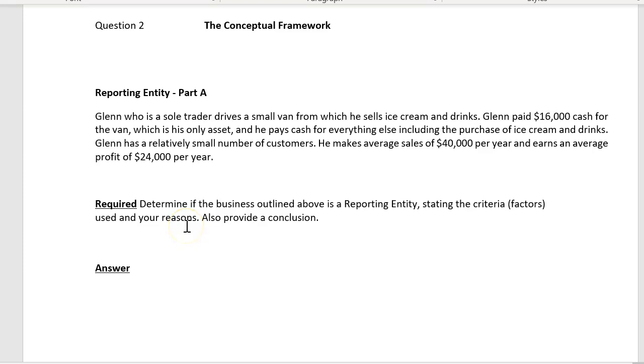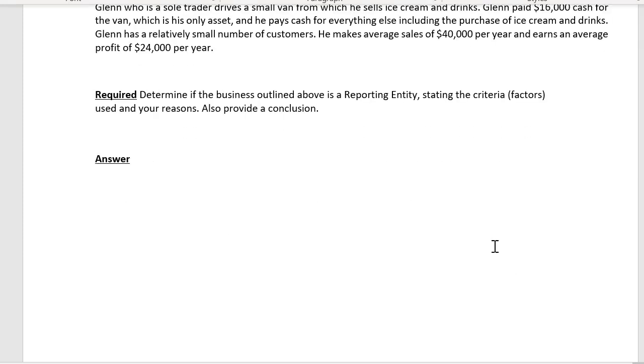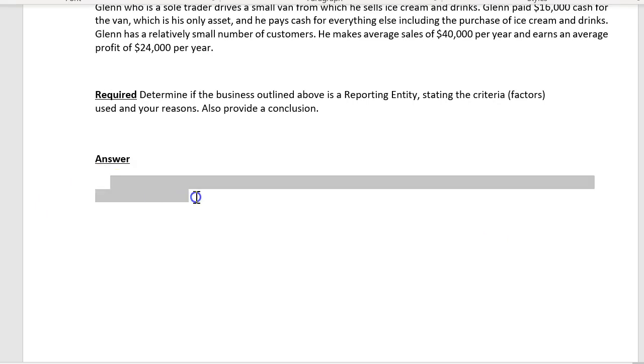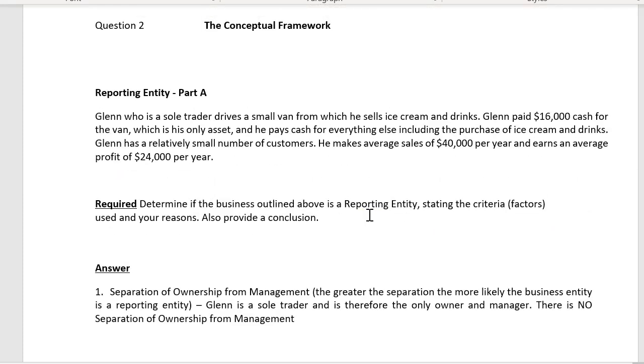All right, determine if the business above is a reporting entity, stating the criteria, factors used, and your reasons. Also provide a conclusion. Okay, so let's look at the 3 criteria to classify a reporting entity. First, we look at separation of ownership and management, which means whether Glenn runs his daily business operations or whether Glenn has hired a professional management to run his daily business operations.